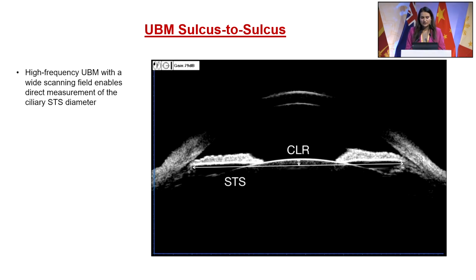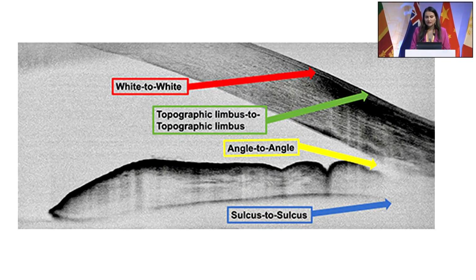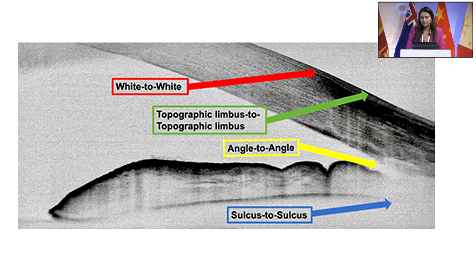So this is a picture showing UBM sulcus to sulcus. UBM is high frequency UBM with wide scanning field. It enables the direct measurement of the ciliary sulcus. And this is how the anatomy of the ciliary sulcus looks like with the UBM. So you can see the white to white on top and sulcus to sulcus. You can see actually in this eye the sulcus to sulcus is wider, but this is not always true for every eye.